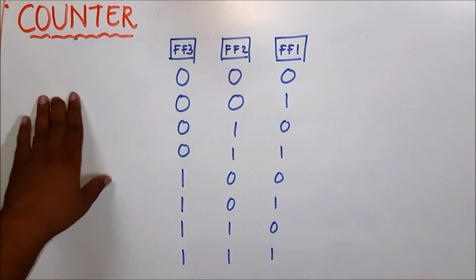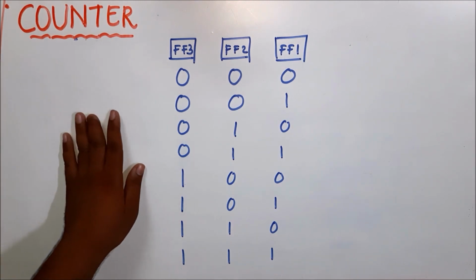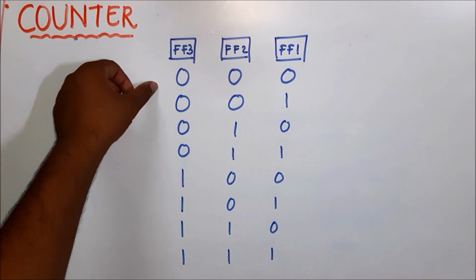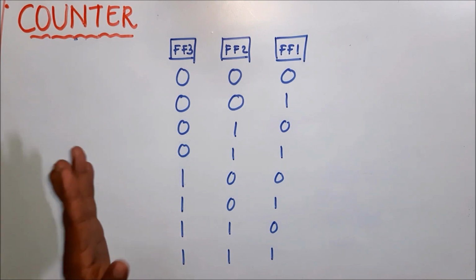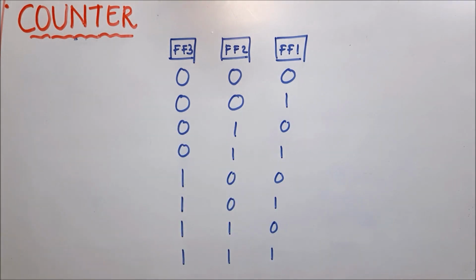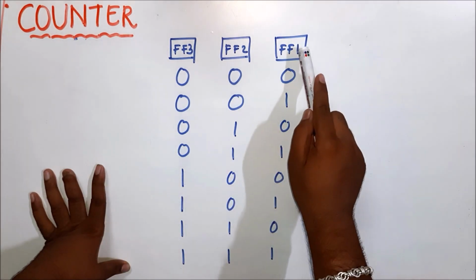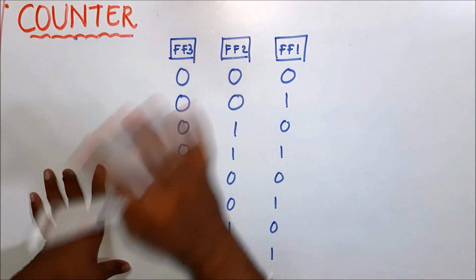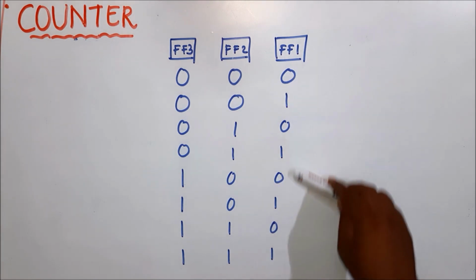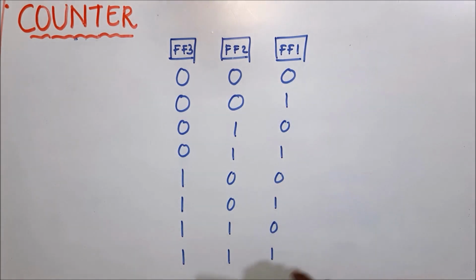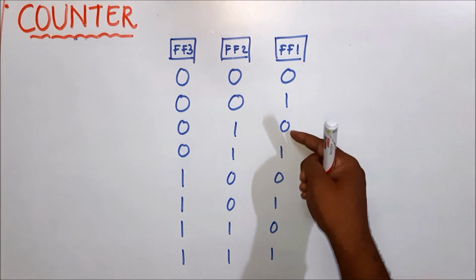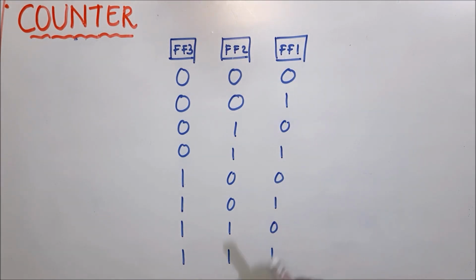Let us consider I am designing a counter which can count from 0, 0, 0 to 1, 1, 1. That is why I need 3 different bits, and each bit can be counted by one flip-flop. So I have used flip-flop 1, flip-flop 2, flip-flop 3. In the column we have 8 values or 8 entries: 1, 2, 3, 4, 5, 6, 7 and 8. Here I have 0, 1, 0, 1, and in each column there is a pattern of 0s and 1s.